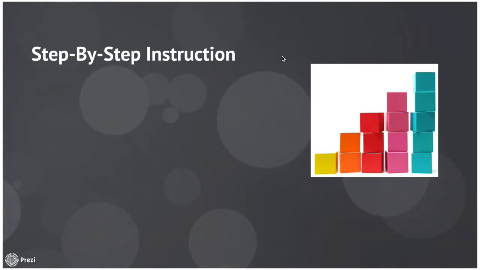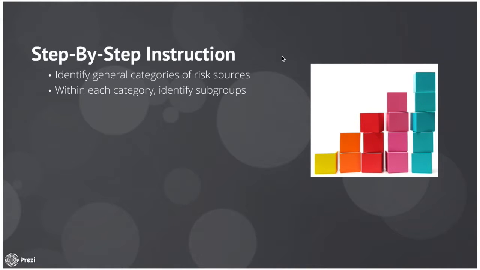Now we'll go over the step-by-step instructions of how to actually use this technique. First, we'll identify general categories of risk sources. These should be the large-scale concerns that would be on the first column in the previous slides. Within each category, identify subgroups. As with the WBS, the key here is to create a discrete group of risk sources. These are subsets of the higher categories.